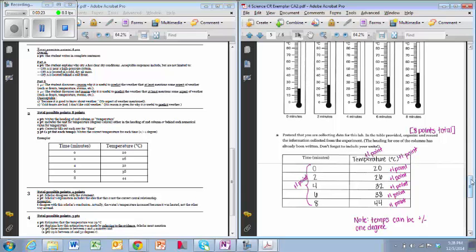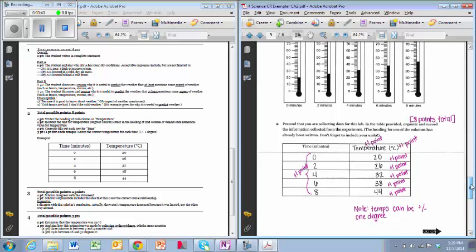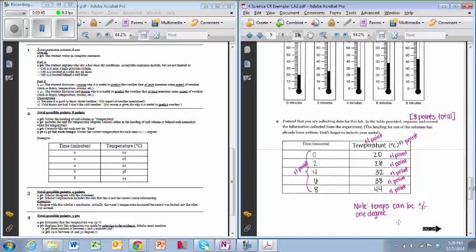The last 5 points comes from interpreting the thermometers correctly. So at 0 minutes right here, where is the thermometer listed? It's listed at 20 degrees Celsius. They get 1 point for that, and they get 1 point for each of these afterwards. One thing to note is that the temperatures can be plus or minus 1 degree. If they are plus or minus 1 degree, you can still give the extra point.